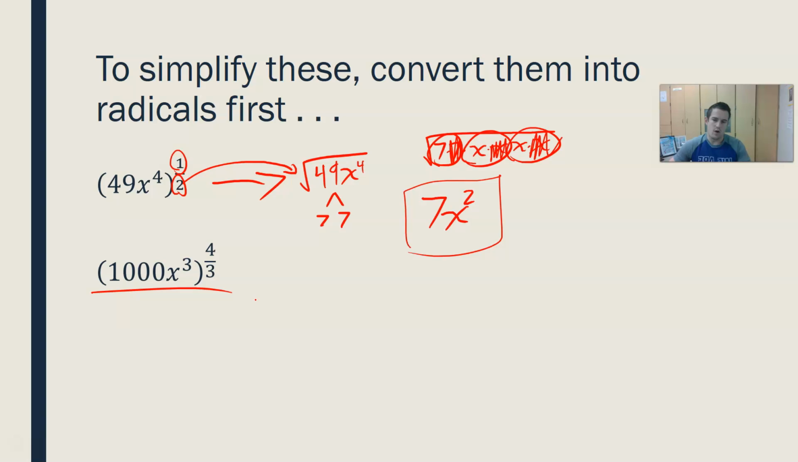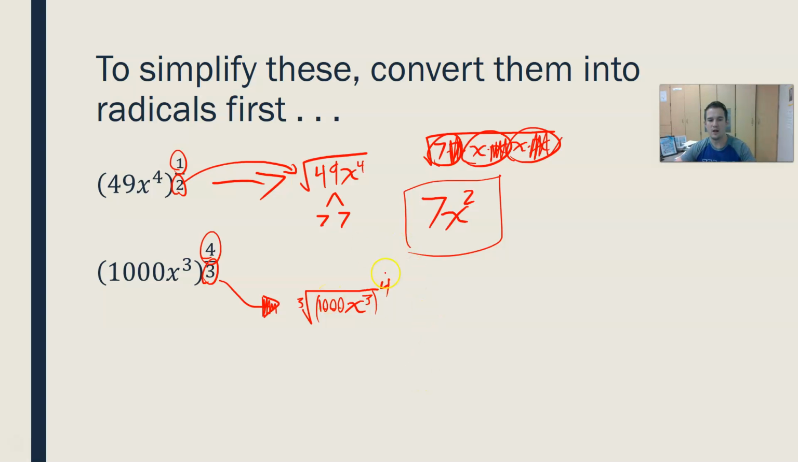What about this one? 1000x to the third to the 4 thirds. Well, again, with this fraction exponent, it's a little bit harder to know how to simplify it, so let's convert it to radical form. So I'm going to have my radical, my 1000x to the third. That was kind of a big radical. So this bottom number is going to become the index. This top number is going to become the power over here.